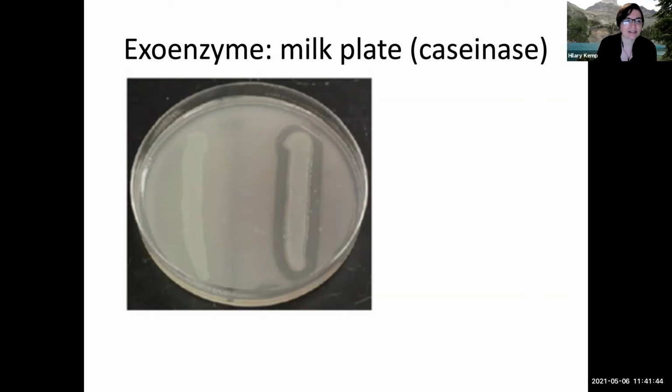So the milk plate literally has milk in it. That's why it's opaque. And what we can see is these two different species. This one makes an enzyme. This part here is the streak, the growth of the bacterium. And this one makes an enzyme which is secreted outside, and it digests the casein, and so the milk clears.